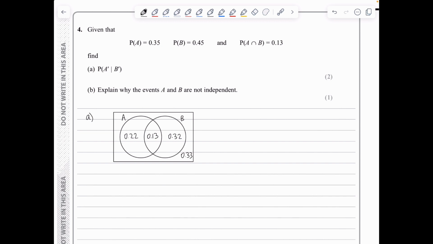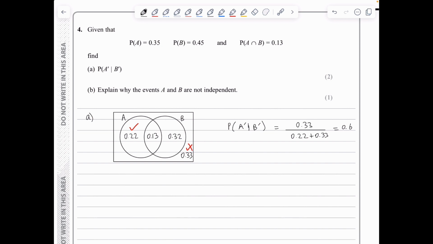And we're being asked to find the probability of A dash given B dash. So we know for sure that we are outside of B. Outside of B means the only A or the totally outside region here. And we are wondering what's the probability that I'm also outside of A, which is this part here. So my numerator is 0.33, and my denominator is what I have ticked, so the 0.22 plus the 0.33, which gives an answer of 0.6.